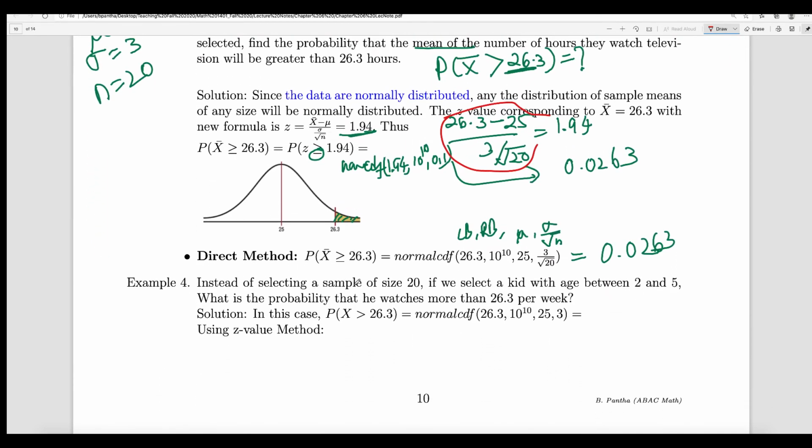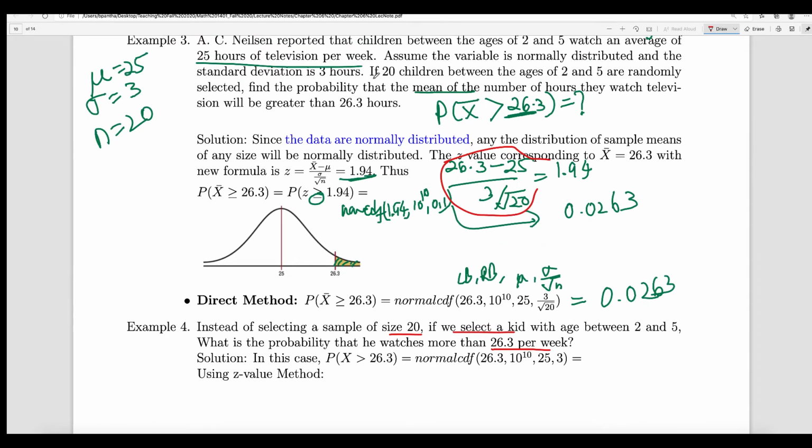So instead of selecting a sample size of 20, if we select a kid with age between 2 and 5, what is the probability that he watches more than 26.3 per week? Look at that. Here you are selecting a sample of size 20. Here you are selecting a sample of one kid, only one kid.